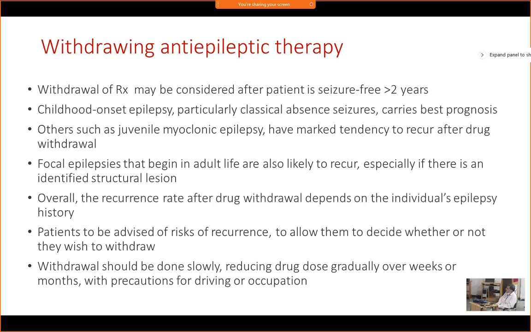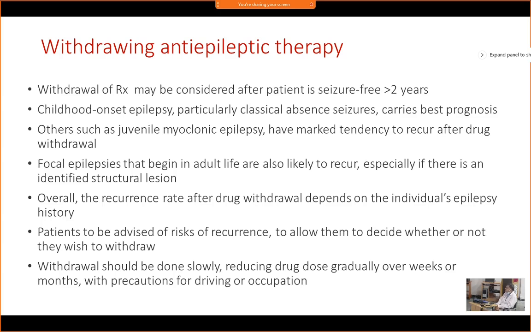Overall, the recurrence rate after drug withdrawal depends upon the individual's epilepsy history. What was the pattern? If the pattern of the epilepsy was a mild variety coming in very infrequently, controlled with one drug, the outcome after withdrawal of the drug also will be good. If the person was having recurrent seizures before treatment was started, now responding to two or more drugs, with second line of drugs, with the highest possible amount of drug, then the chances of a seizure-free life without any drugs would be unlikely.